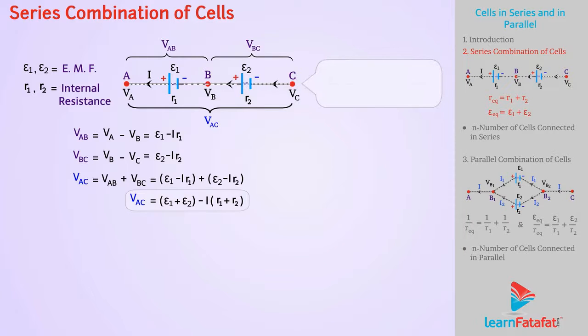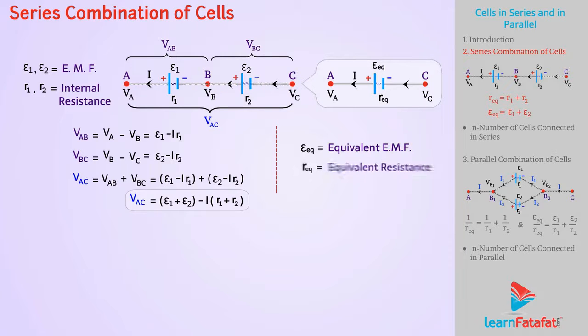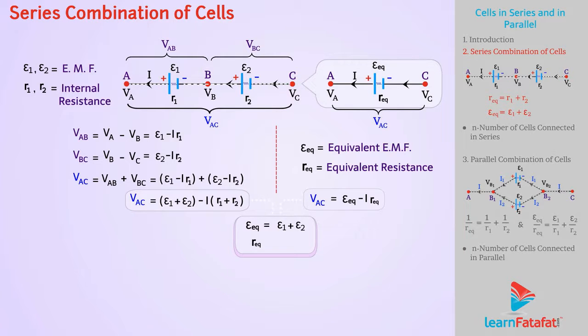If we assume a single cell between A and C, where epsilon equivalent and R equivalent are the equivalent EMF and equivalent resistance, then the potential difference VAC equals epsilon equivalent minus I into R equivalent. Hence we get epsilon equivalent equals epsilon1 plus epsilon2 and R equivalent equals R1 plus R2.